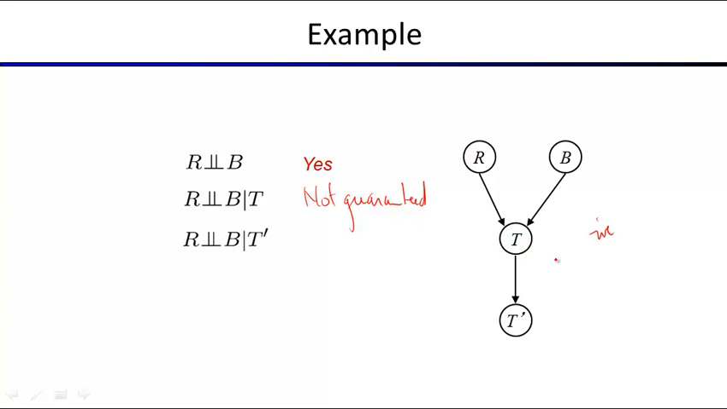R independent of B given T prime. Yes or not guaranteed? Not guaranteed, indeed. Why? Same reasoning as before. Now this one's observed. This is the path, and this is the only triple. That one triple along the path is a common effect triple. It has one of its descendants instantiated, so it's an active triple. It's the only triple that makes up the path, so the entire path is active. When a path is active between two variables, we have no guarantee of independence.